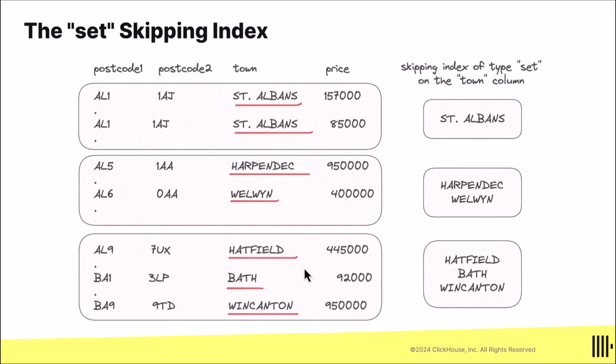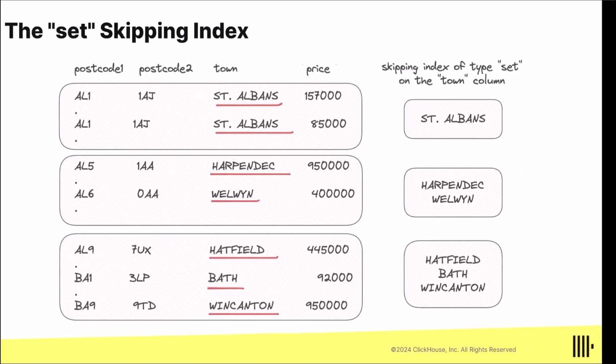Even in the whole data set, I don't think I had a granule that had more than 3 unique towns inside of it. Here, Hatfield, Bath, and Wincanton are all in the same granule, so they'll be in the set. And so you can imagine what that primary index is going to look like. So let's give it a try.